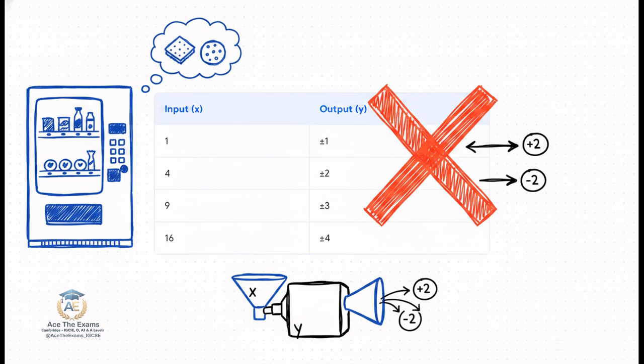No way! A mathematical function has to be predictable. One specific input can only ever yield one specific output. In this case, plugging in a 4 gives us both a +2 and a -2. The machine glitches out, so it's a mapping, sure, but it is definitely not a function.